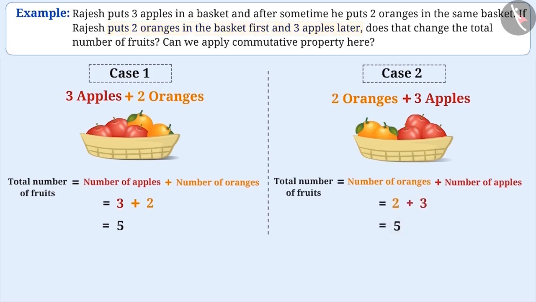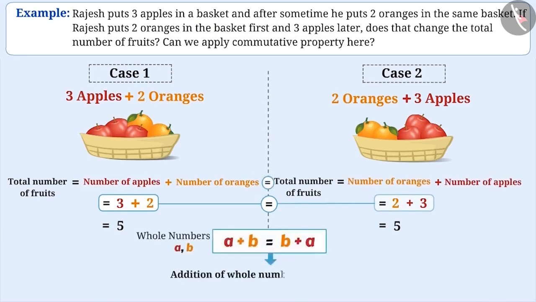In both cases, there will be 5 fruits in the basket, which states that 3 plus 2 equal to 2 plus 3, or in other words, number of apples plus number of oranges equal to number of oranges plus number of apples. This example shows the commutative property of addition of whole numbers.